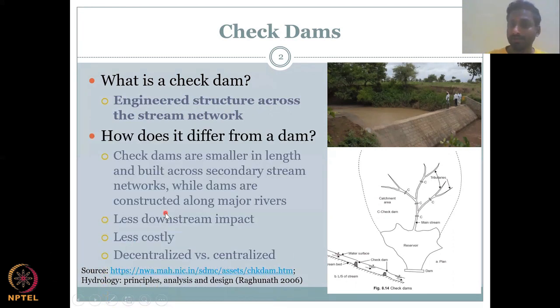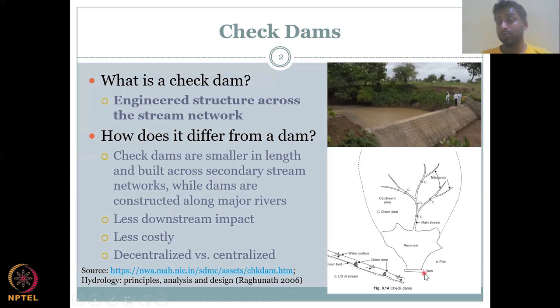So how does it differ from a dam? Check dams are smaller in length and built across secondary stream networks, while dams are constructed along major rivers. As I mentioned, major, please underline. If you go to the Ganges River, those who are from that area, you'd see the river is more than 1 kilometer in width. How do you build a check dam? You cannot. And that is where water is being stored in big dams and then released in the south, Kaveri and other rivers. Less downstream impact compared to the dam.